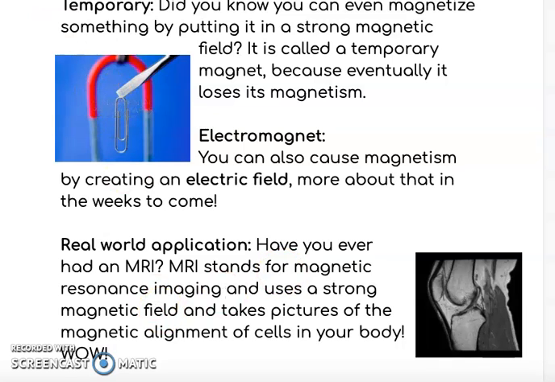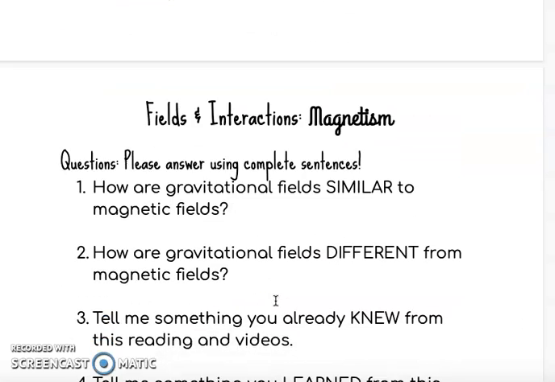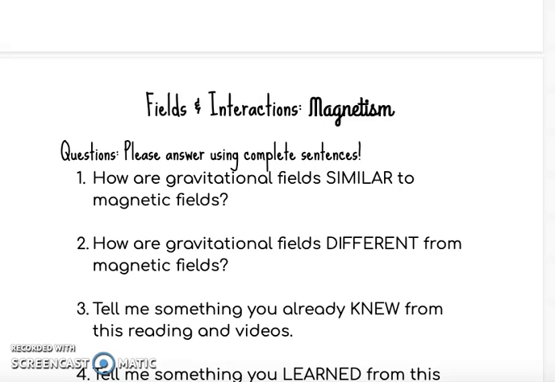Oh, hi Colin. So real world application. I wonder if any of you have ever had an MRI. MRI stands for magnetic resonance imaging. And what they do is they take a strong magnetic field and then they take pictures of the magnetic alignment of cells in your body so you can see if you have an injury, what's going on with that. So that's pretty cool. So now we're on to the questions.